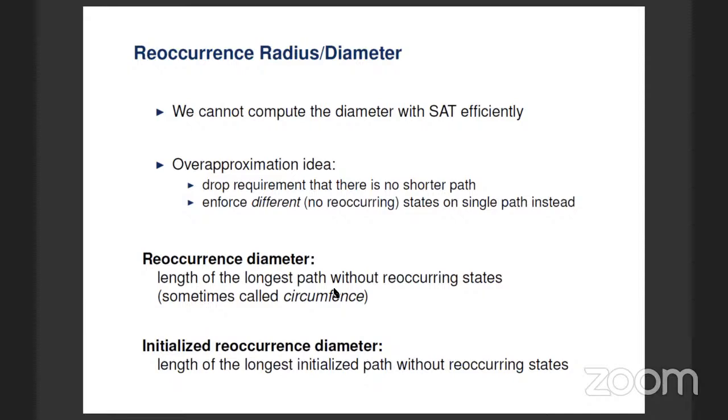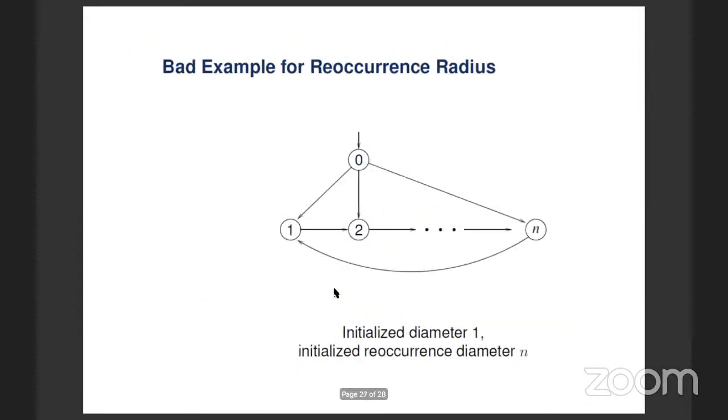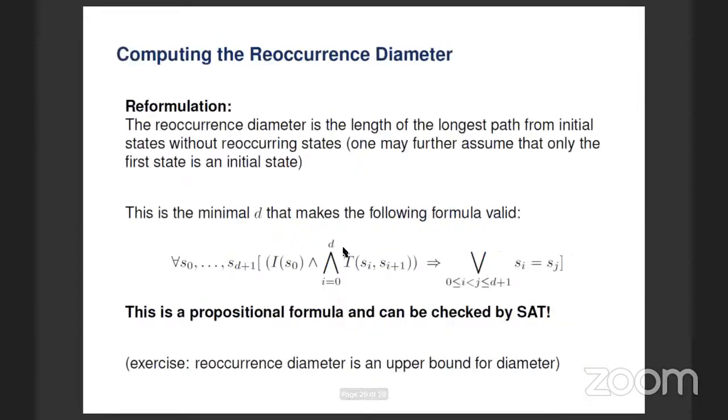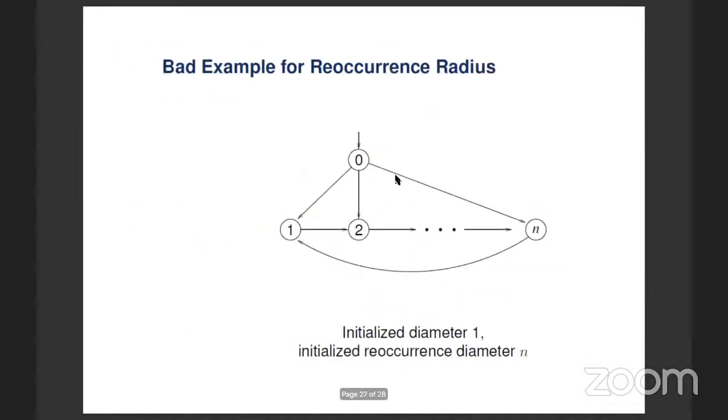Is it clear as to why the reoccurrence diameter is the tightest completeness threshold for simple liveness property? Any questions there? No, sir. Okay, good. So how you compute it, I'm going to give that as an exercise, as a warm-up exercise before you start implementing your final project. And this is discussed in the book, and we can revisit once you have studied that. All I want you to do is to understand that.